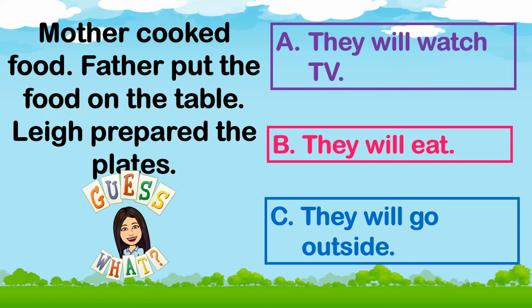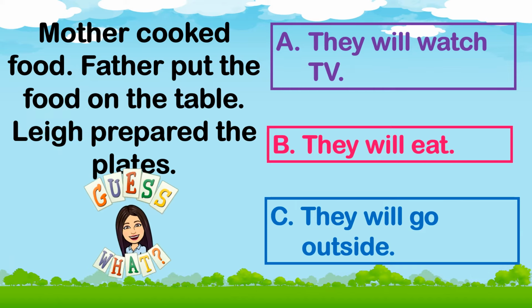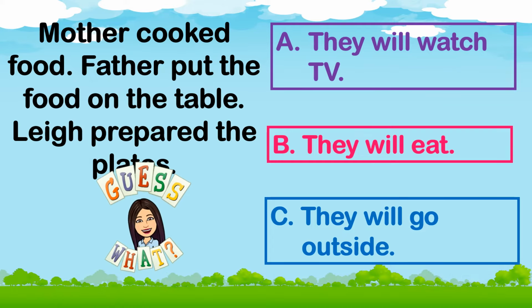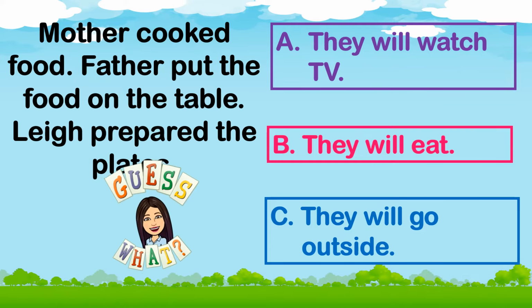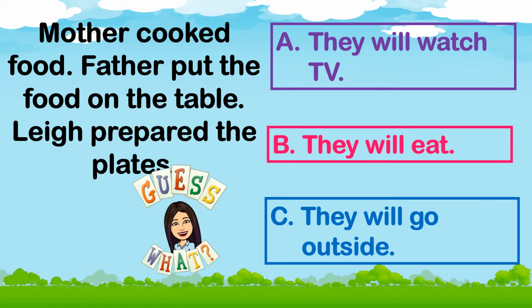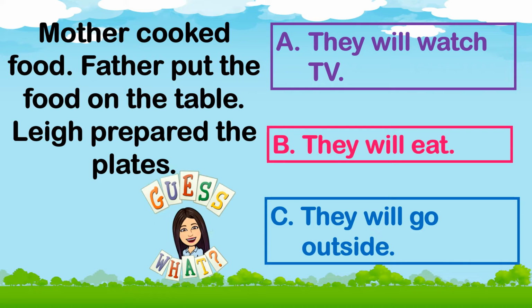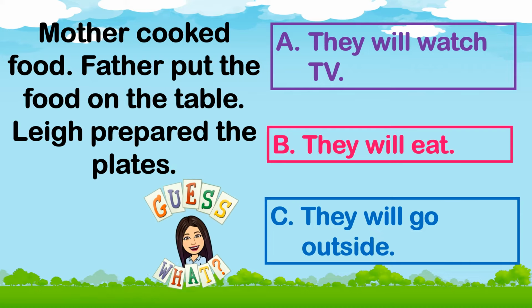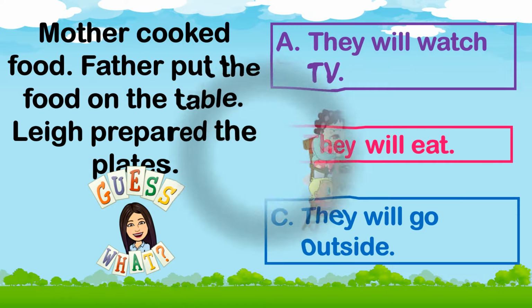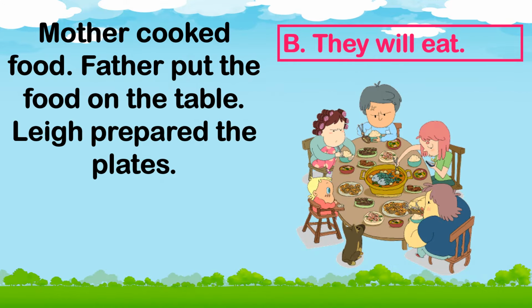Guess what? Mother cooked food. Father put the foods on the table. They prepared the plates. A. They will watch TV. B. They will eat. C. They will go outside. Letter B. They will eat.